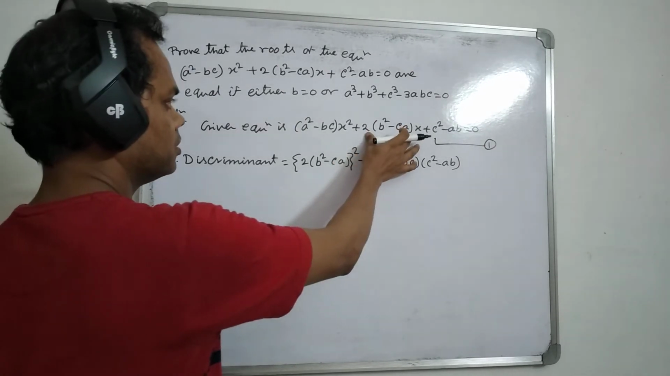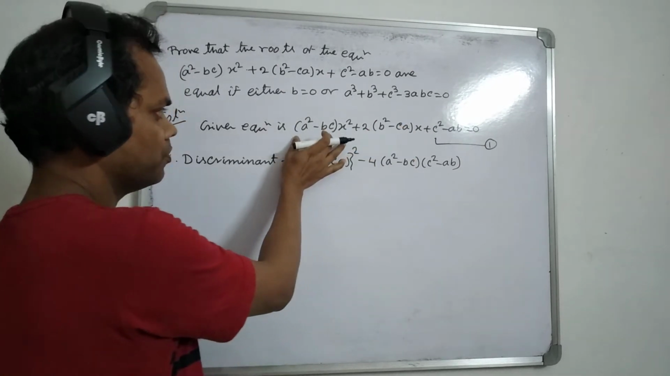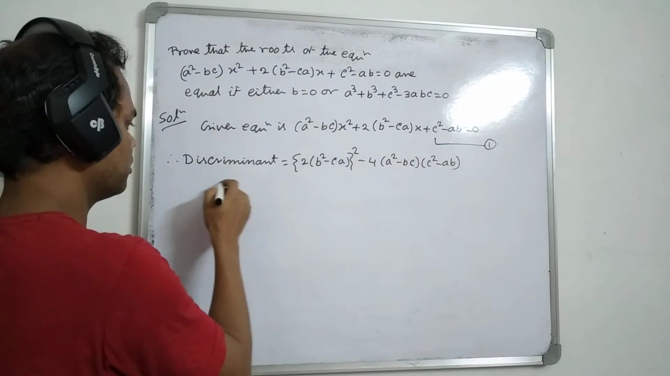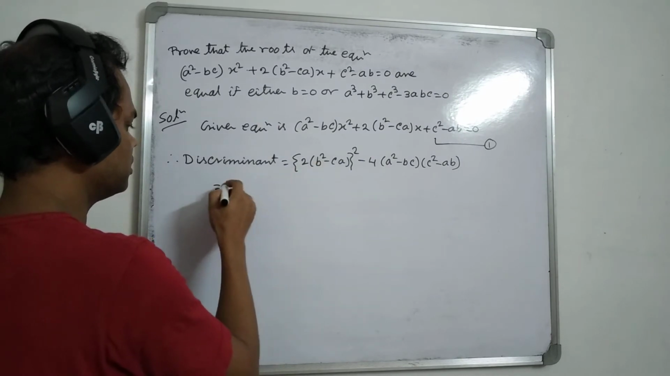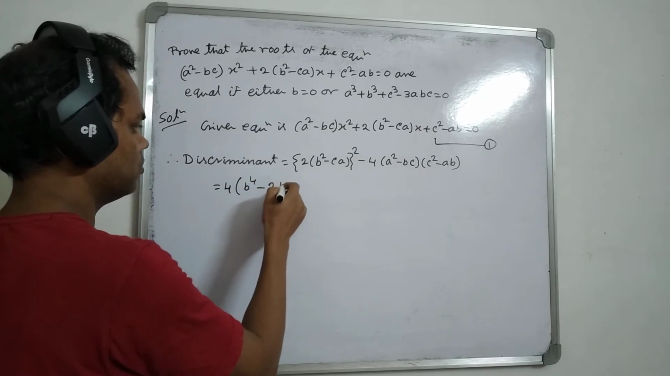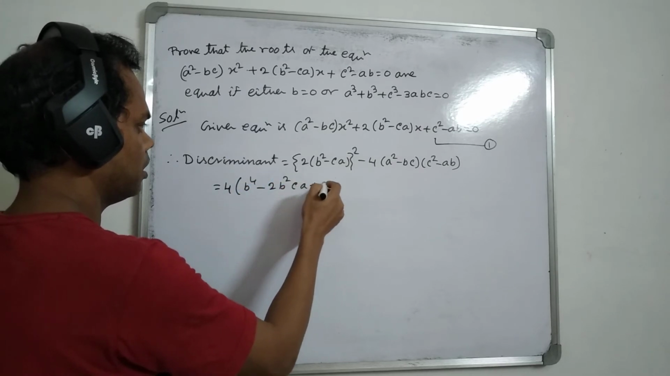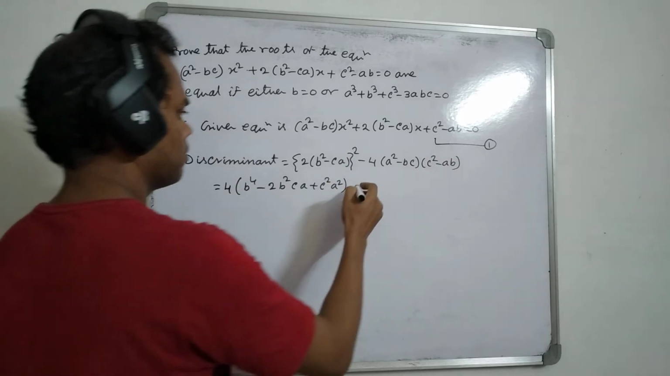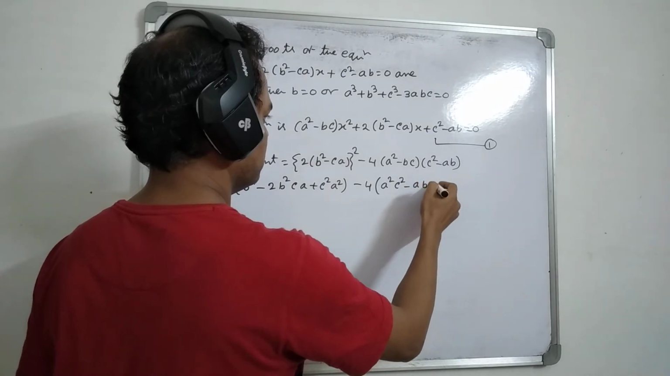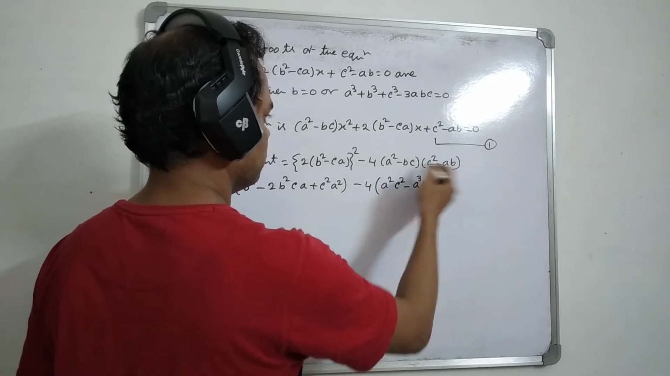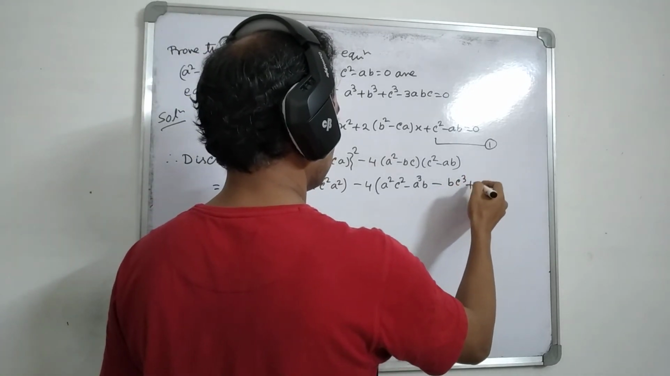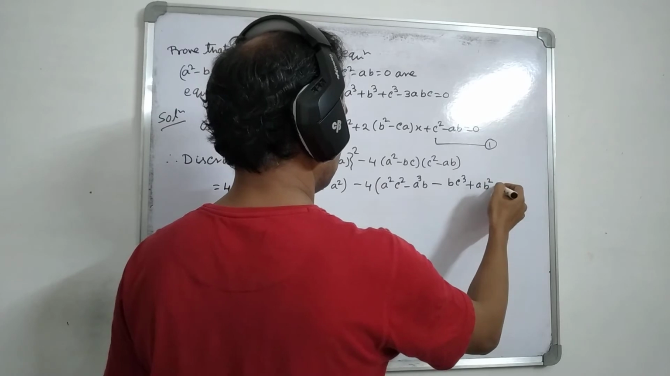The discriminant is the square of the coefficient of x minus 4 times the coefficient of x² times the constant term. By simplifying this discriminant, we get 4 times (b⁴ − 2b²ca + c²a² − 4(a²c² − ab·a³... minus a³b minus bc³ plus ab²c)).